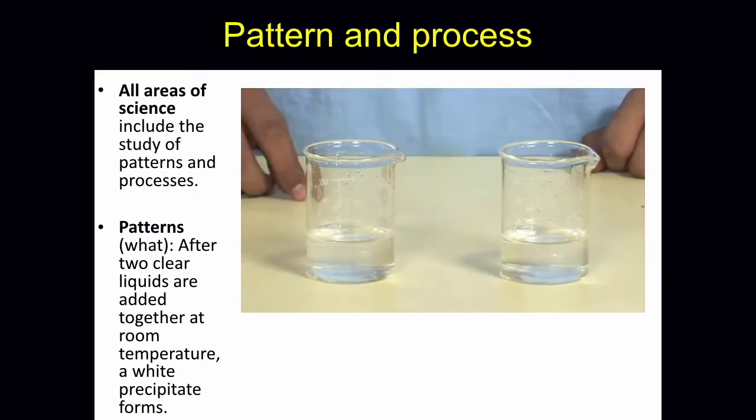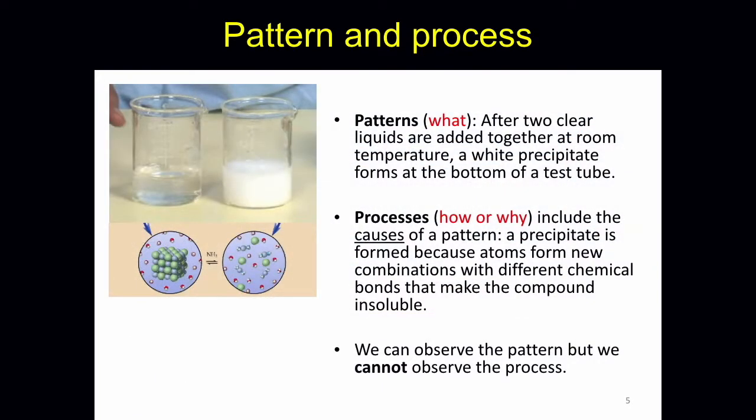All areas of science include patterns and processes. Patterns typically include the what, and processes include the how or why, that is, the causes of a pattern. We typically cannot observe processes, but we can observe patterns. We can see the world, we can note differences in the world, but explaining them is a different matter altogether.